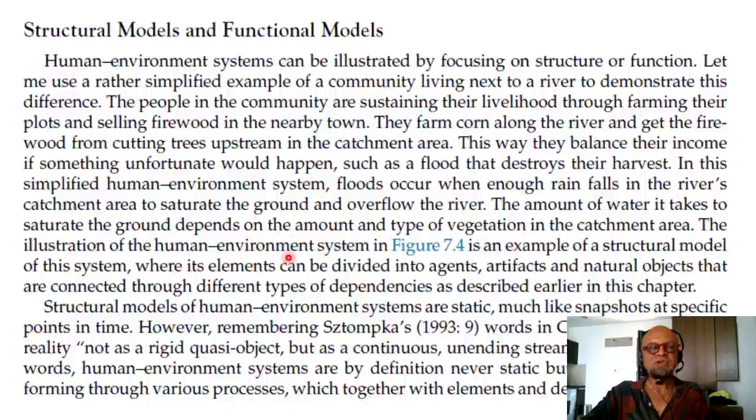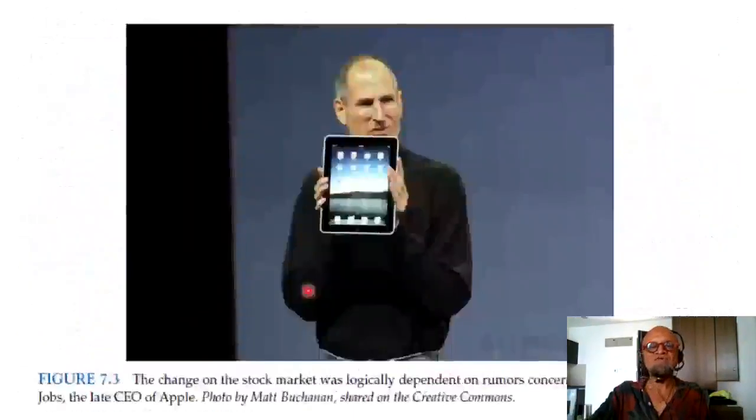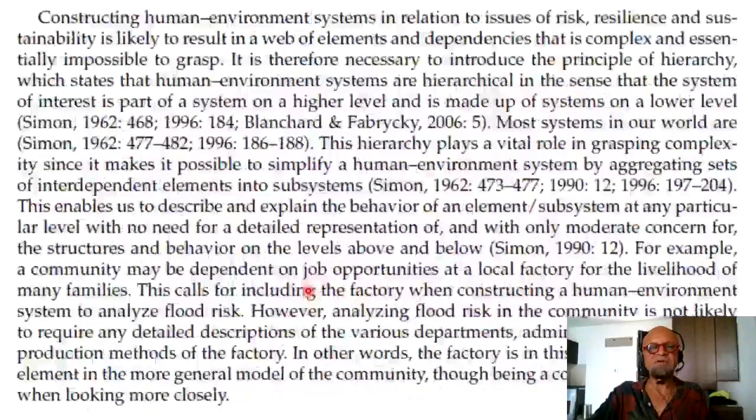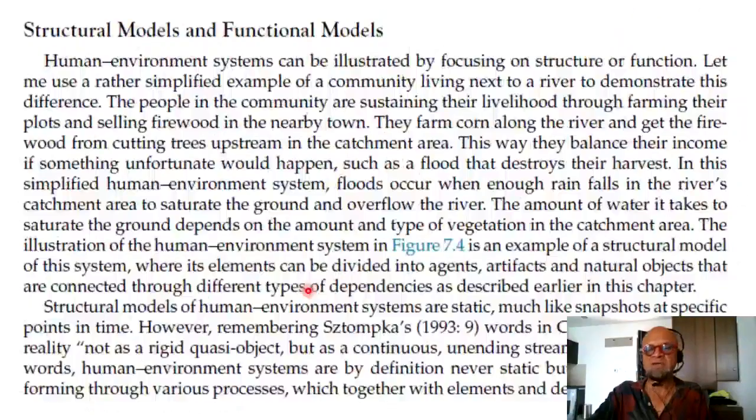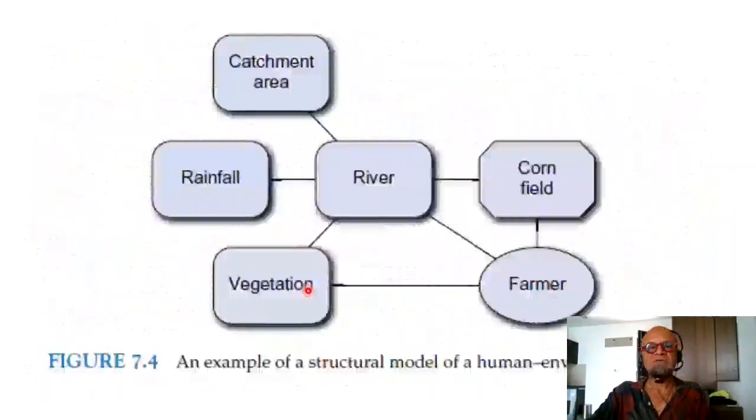The illustration of human environment systems that we looked at before is an example of a structural model of this system, where its elements can be divided into agents, artifacts, and natural objects that are connected through different types of dependencies as described earlier in the chapter. So let's flip back to 7.4. Oops, maybe I was wrong. It's coming up actually. So here is 7.4.